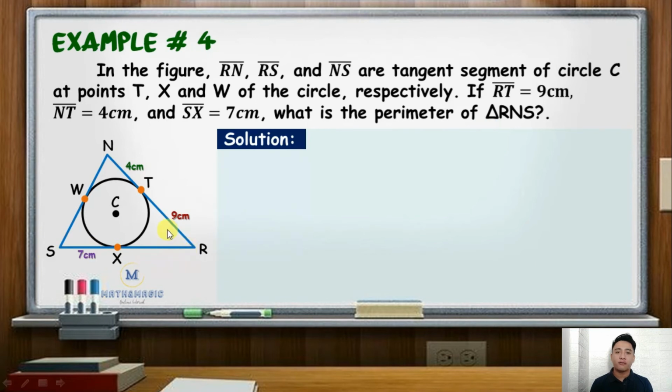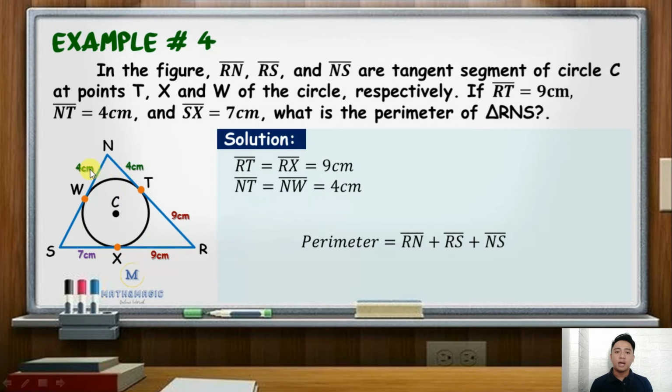In order for us to find the perimeter of the triangle, we have to measure the lengths of the sides RN, RS, and NS. Also, as stated in the theorem, tangent segments are congruent. This means that the measure of RT is the same as the measure of RX, the measure of NT is the same as NW, and SX is the same as SW. Thus, RN equals RT plus NT or 9 cm plus 4 cm which is equal to 13 cm.